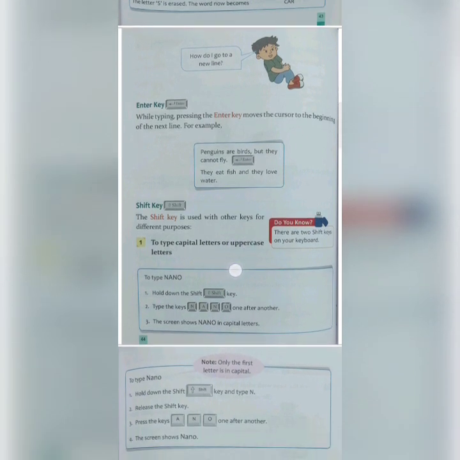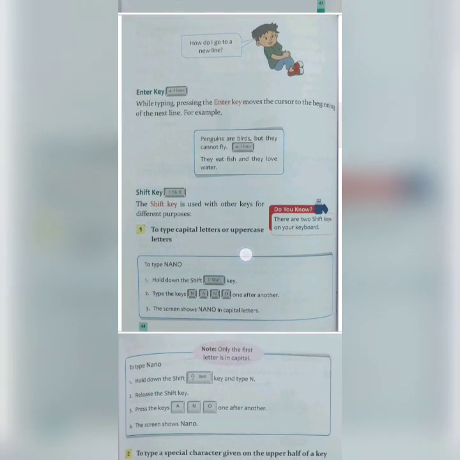How do I go to a new line? Suppose you have finished writing one line. Now you want to go to another line to start again. So how will you do it? Just simply press the enter key. When you finish a particular line, you put a full stop and then press enter. The cursor will come to the next line by itself.